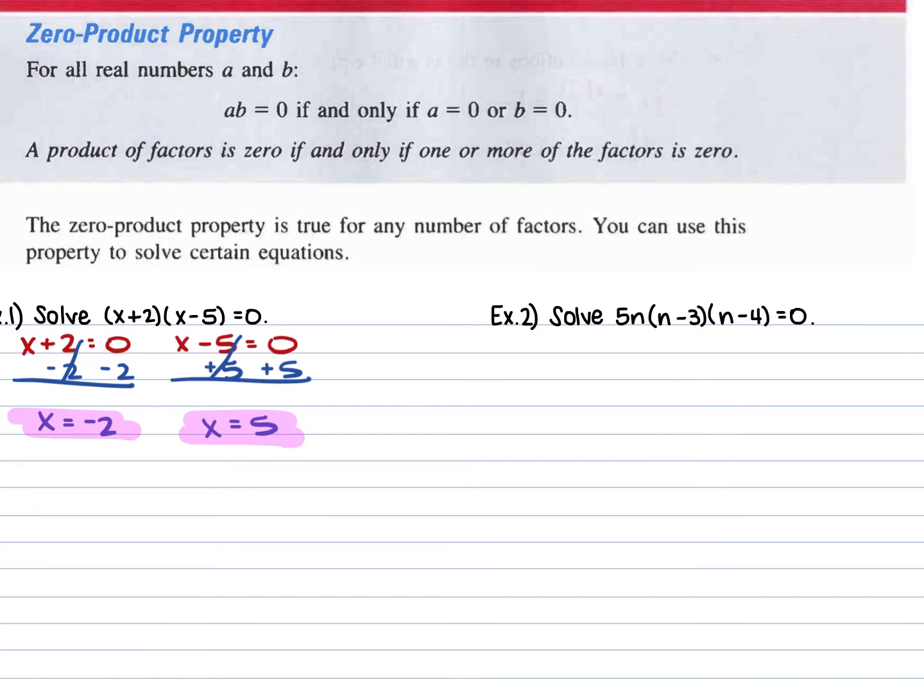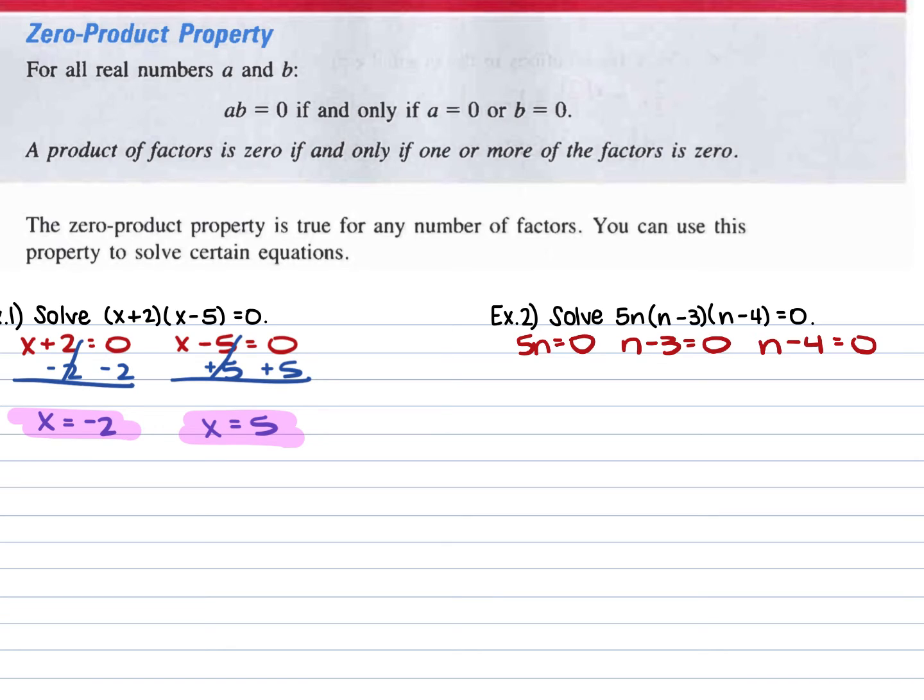For example 2, we have 5n times n minus 3 times n minus 4 is equal to 0. So again, this one is factored for us, so we just set each part equal to 0, so we're going to have that 5n is equal to 0, the n minus 3 is equal to 0, and the n minus 4 is equal to 0.